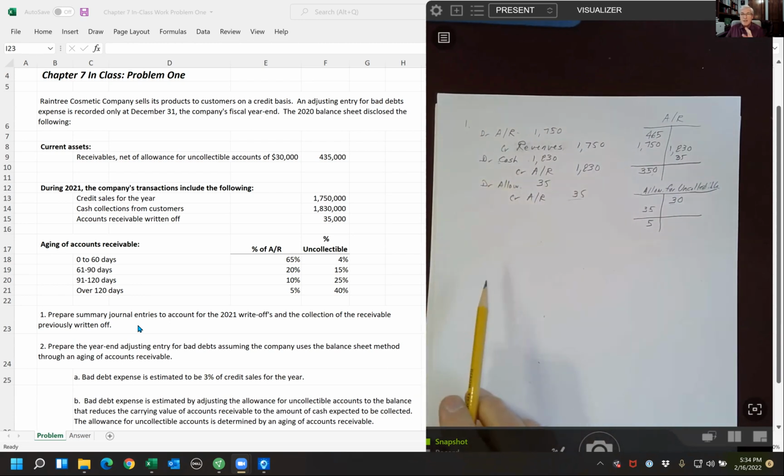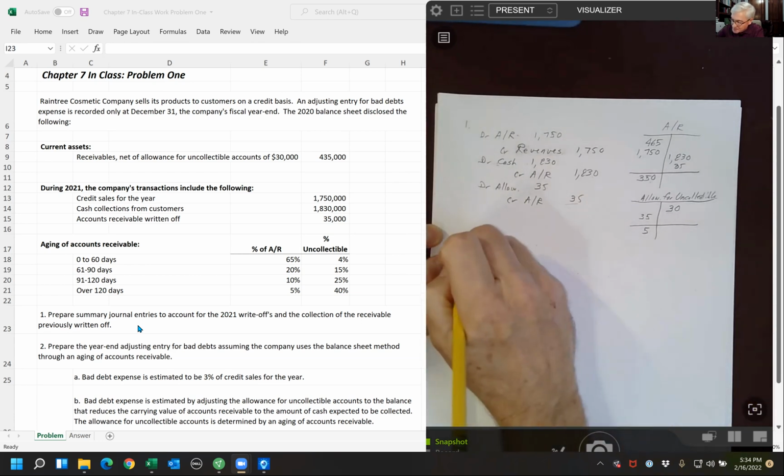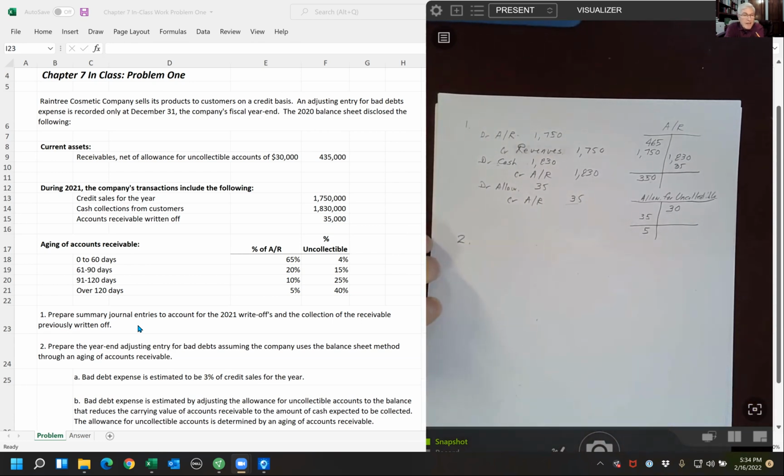And then the fourth entry, and the only four entries, we are going to record our bad debt expense and our allowance for doubtful accounts. So we'll do that once we know the number. So there's only four entries around accounts receivable that you basically need to know for this chapter. How easy is that? Number two, okay, we're just going to use the percent of sales method.